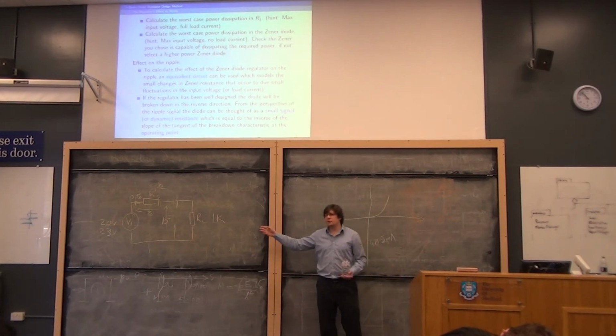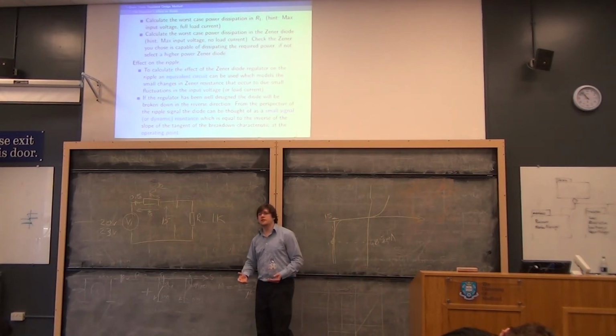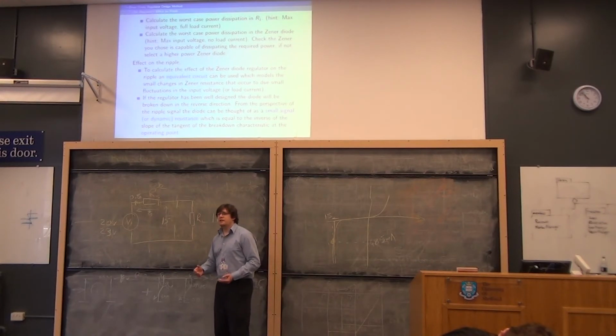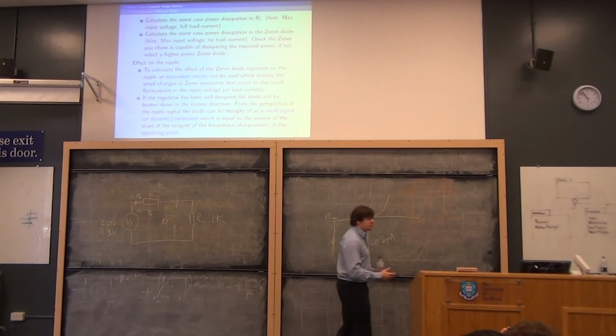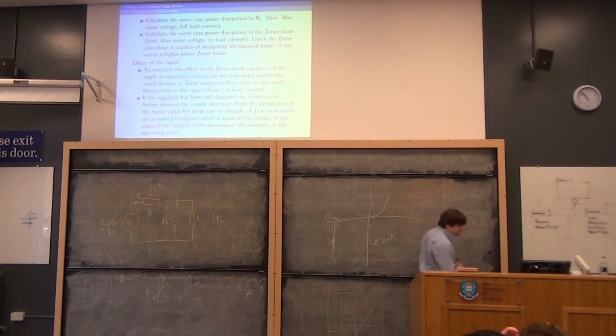Obviously, if it was 55 on the input, and the input could go down to 20, your situation with 20 would not represent a maximum power dissipation because the voltage across the resistor would be smaller. And we could then go on to calculate the ripple, but there's another lecture in here afterwards, I think. So, that's only 2 slides. We'll get on with it.